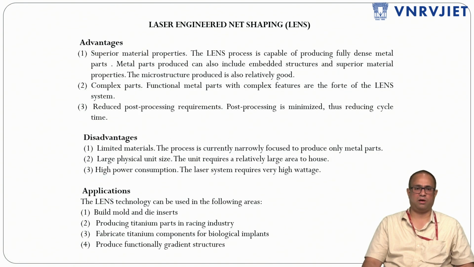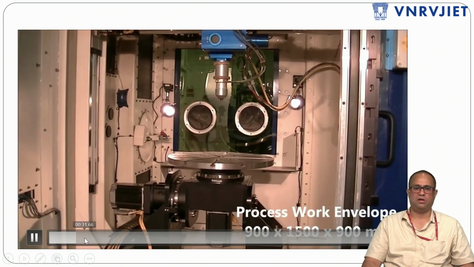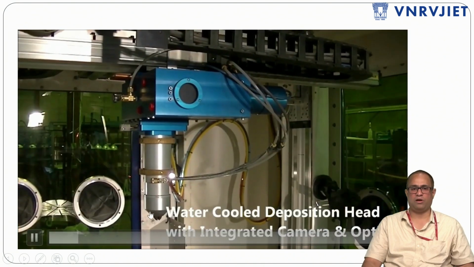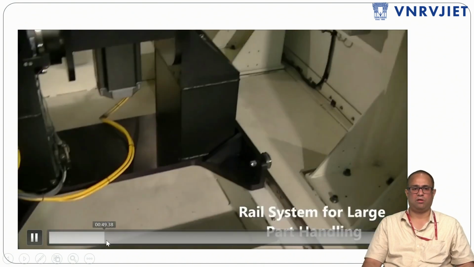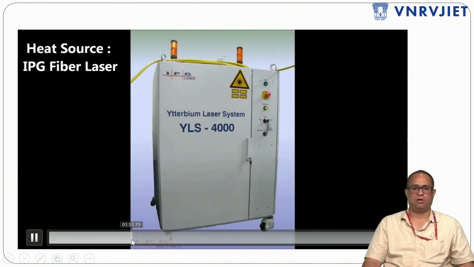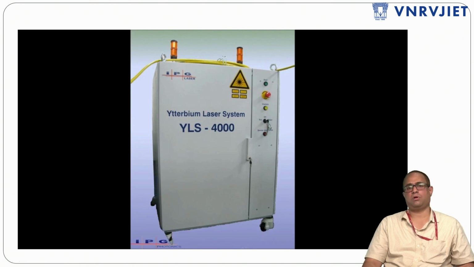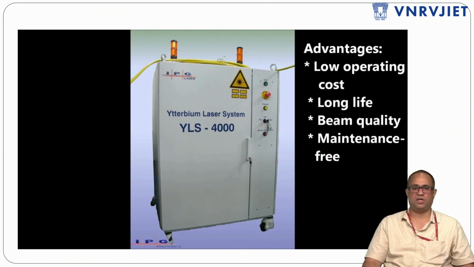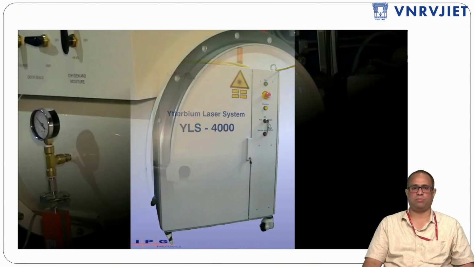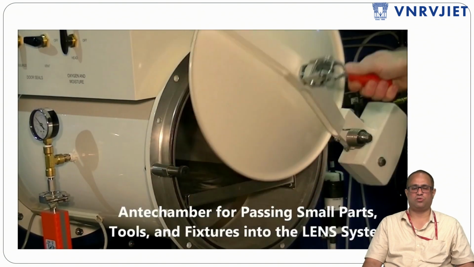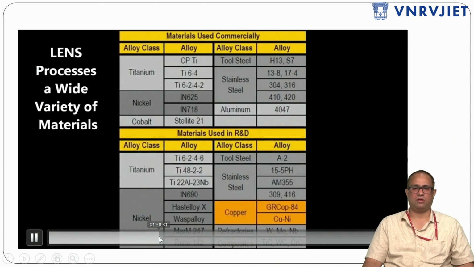And what materials are going to be used, we are going to see now. These are the workings of the LENS powder. So this is the rotary build platform, and Nd:YAG lasers are going to be used here: neodymium yttrium aluminum garnet lasers, a high power laser beam. So this powder is going to be supplied here.